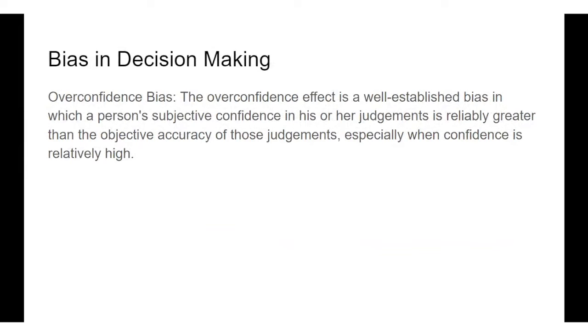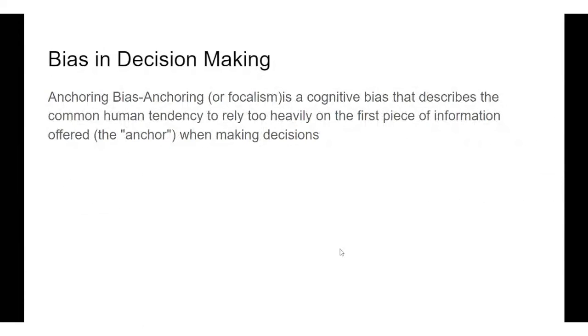There's also bias in decision making, overconfidence bias. "Oh, I know that will work. Don't worry. What's the worst that can happen?" Men get it all the time. I think it's built into us. Overconfidence effect is a well-established bias in which people's subjective confidence in their own judgment is greater than the objective accuracy. "I know what direction I'm going."